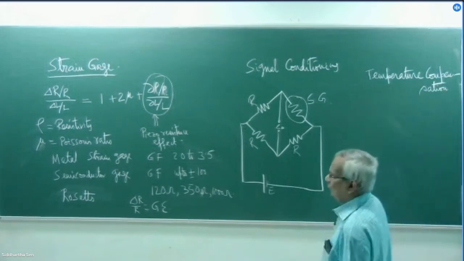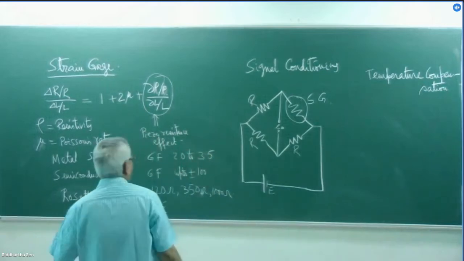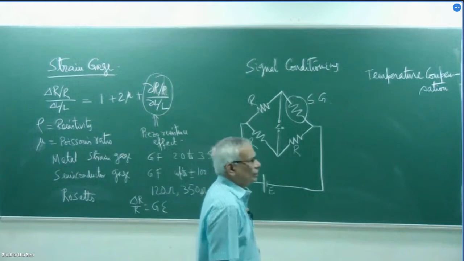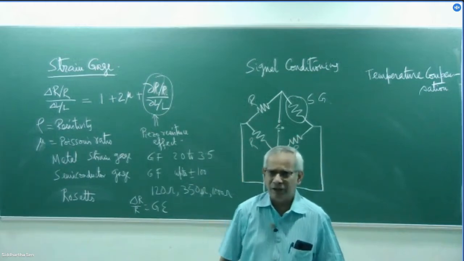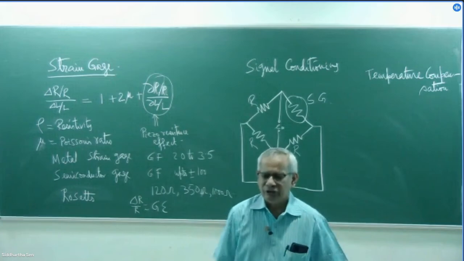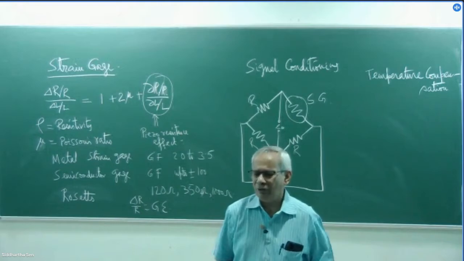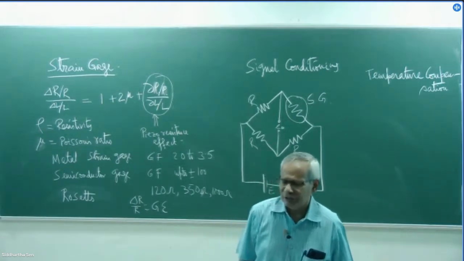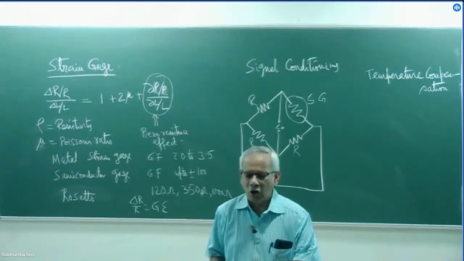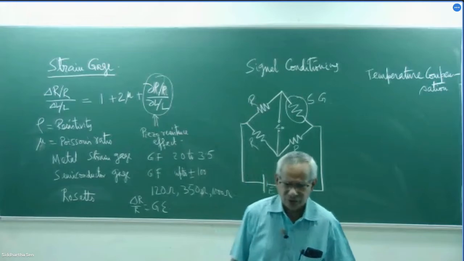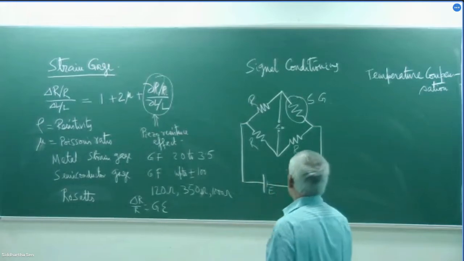Temperature compensation is needed because these strain gauges, whether metallic or semiconductor, have resistance that is very much temperature dependent. So with temperature the resistance will also change. As a result, we will not be able to distinguish whether the change in resistance is due to strain or due to temperature. Naturally, this is a major hindrance for the measurement.